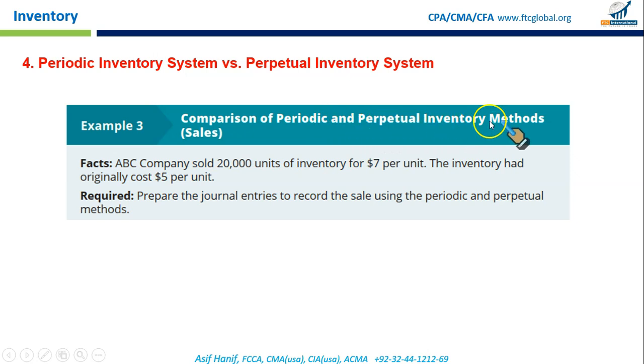Comparison of periodic and perpetual inventory methods for sales. ABC company sold 20,000 units of inventory for $7 per unit. The inventory had originally cost $5 per unit. Prepare the journal entries to record the sale using the periodic and perpetual methods.